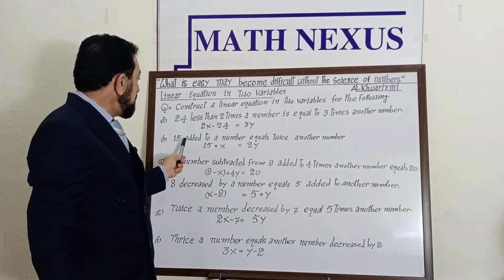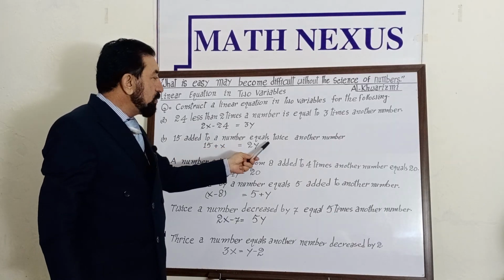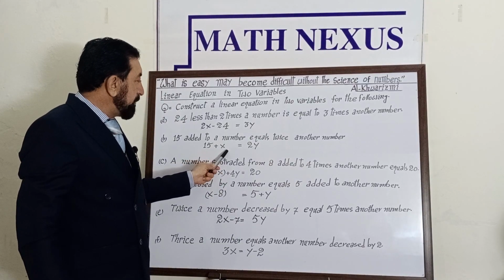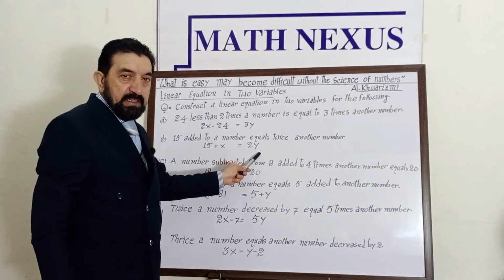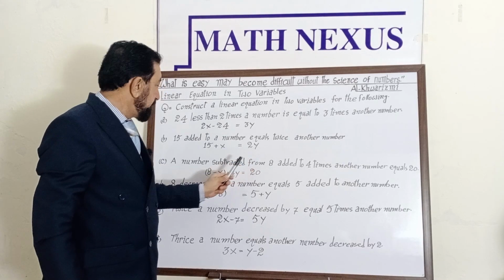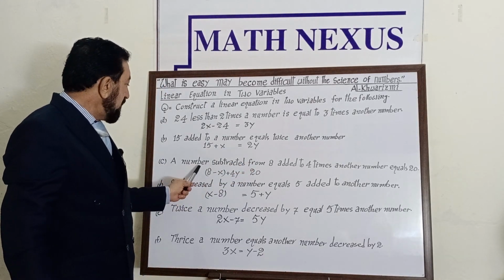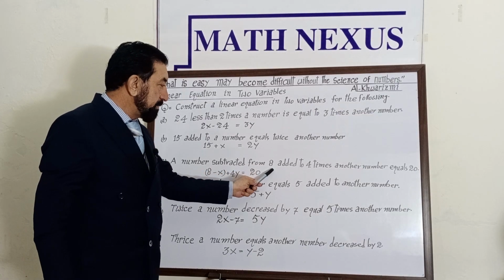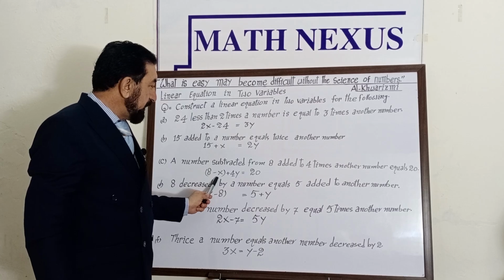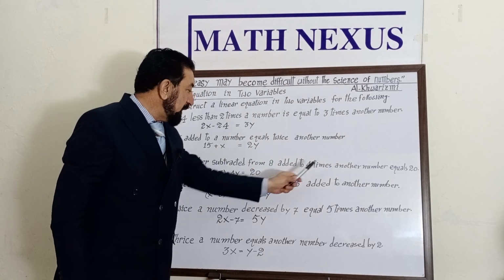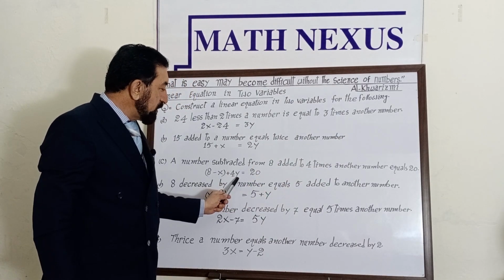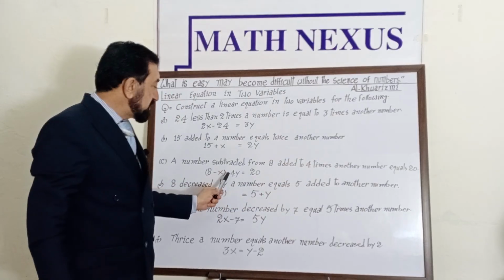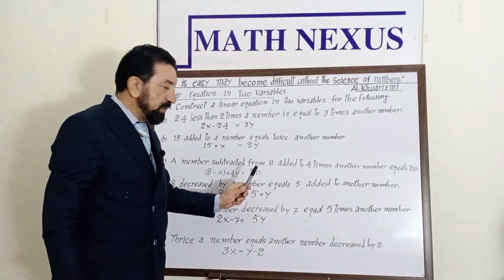Second, 15 added to a number equals twice another number. 15 is added to a number equals to twice another number. This can be written as... A number subtracted from 8 and added to 4 times another number equals 20. This can be written as 8 minus x plus 4y equal to 20.